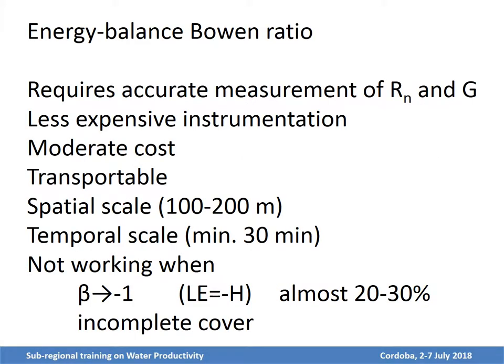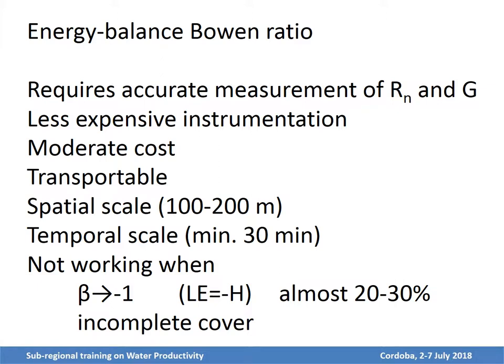The energy balance Bowen ratio is based on accurate measurements of net radiation and soil heat flux, and typically we'll use sensors of temperature and humidity at two heights, so it is less expensive instrumentation than that of eddy covariance. So the cost will be lower, and similarly to eddy covariance, you can transport the equipment to different places, has a similar spatial scale between 100 and 200 meters around the sensor, and temporal scales around half an hour.